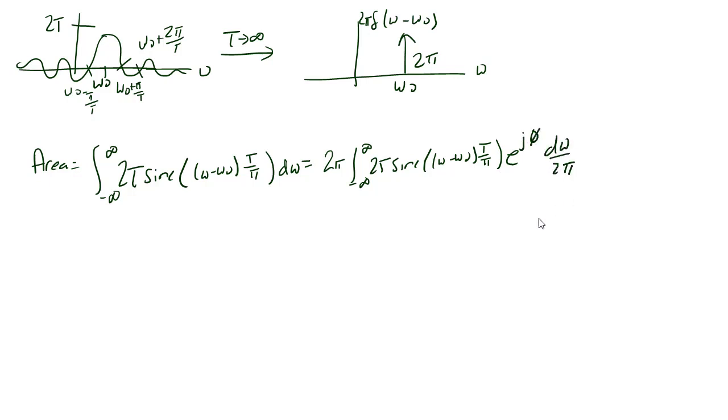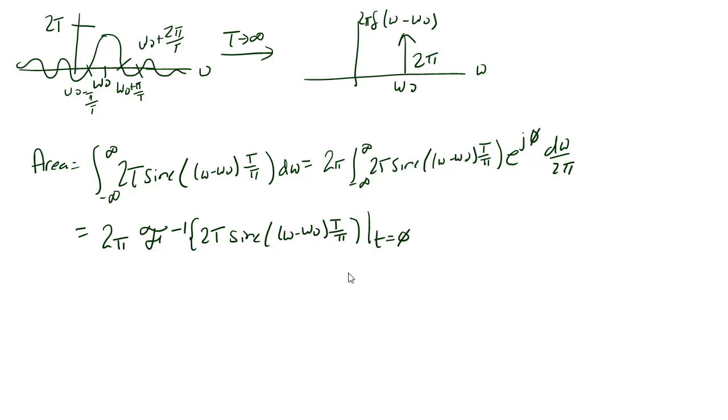So what you should see here is that this has the form of an inverse Fourier transform where t is equal to 0, because e to the j0, which is really just 1, means that we've evaluated at t equals 0. So I can rewrite this as 2 pi, the inverse Fourier transform of 2t sinc of (omega minus omega naught) t over pi, evaluated at t equals 0.